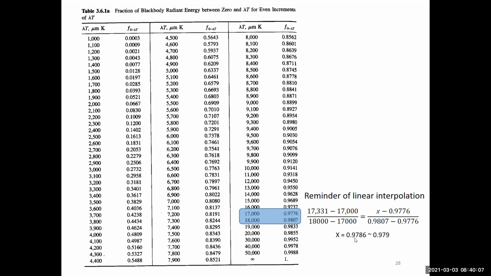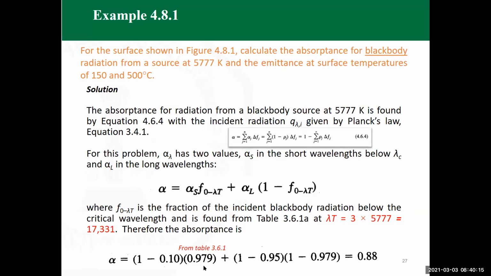X is equal to 0.9786, which is approximated as 0.979 as per the examples being given. So that's the origin of the number that we have here.